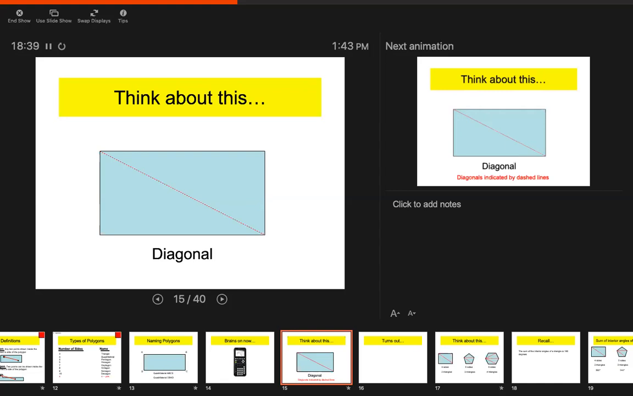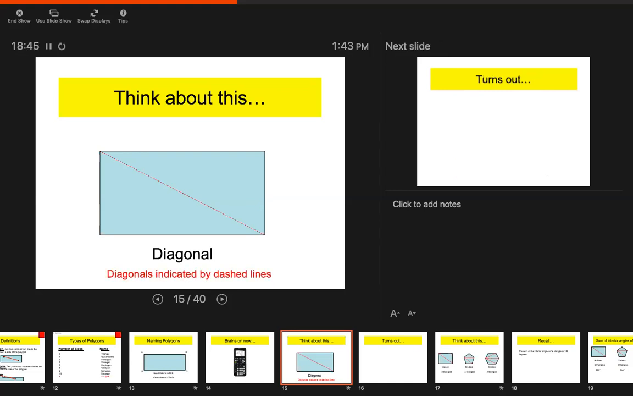Depending on how you look at it, a line could be horizontal or vertical, if I shift my head. Diagonals in our book are generally outlined in red. It's an auxiliary line, so it doesn't really exist in the polygon.